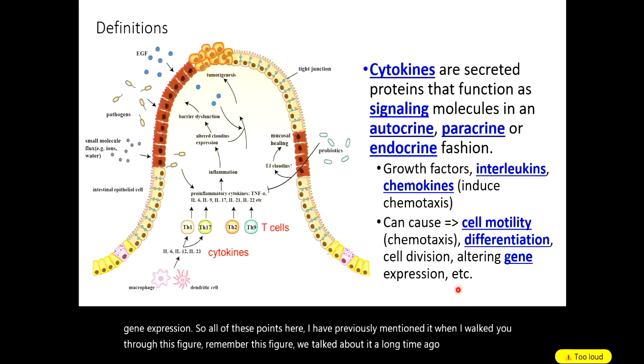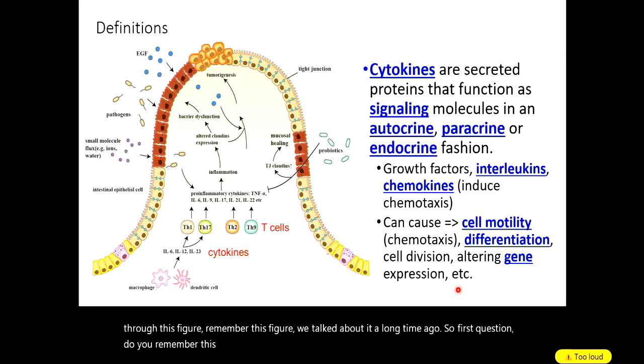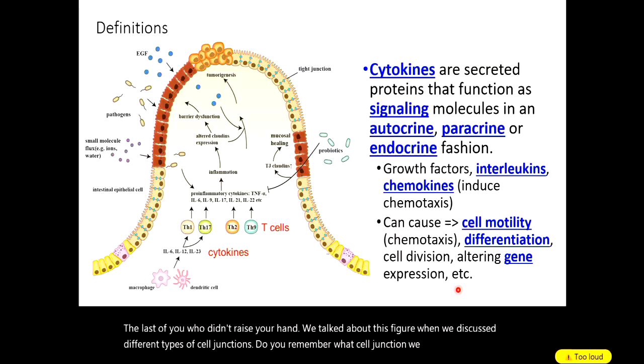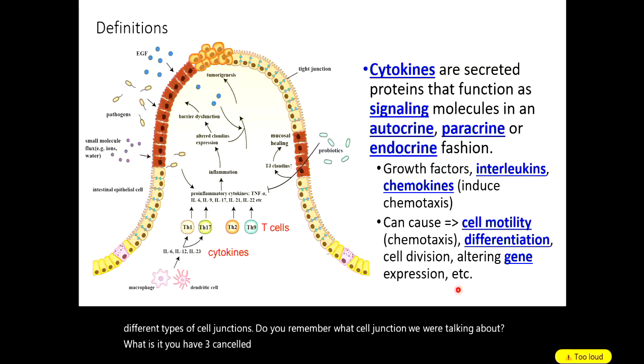So first question, do you remember this figure? How many of you remember this figure? Okay, good. A few of you remember this figure. For the rest of you who didn't raise your hand, we talked about this figure when we discussed different types of cell junctions. Do you remember what cell junction we were talking about? What is it? There are three kinds of cell junctions. You have gap junctions, we have anchoring junctions, and tight junctions. Okay, good. Tight junctions, right?